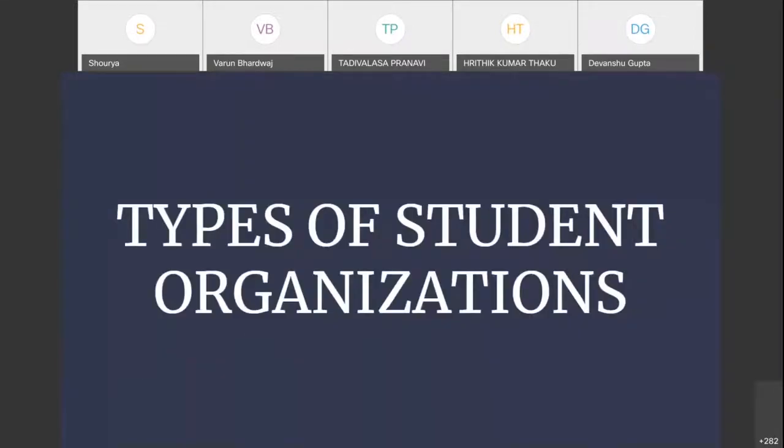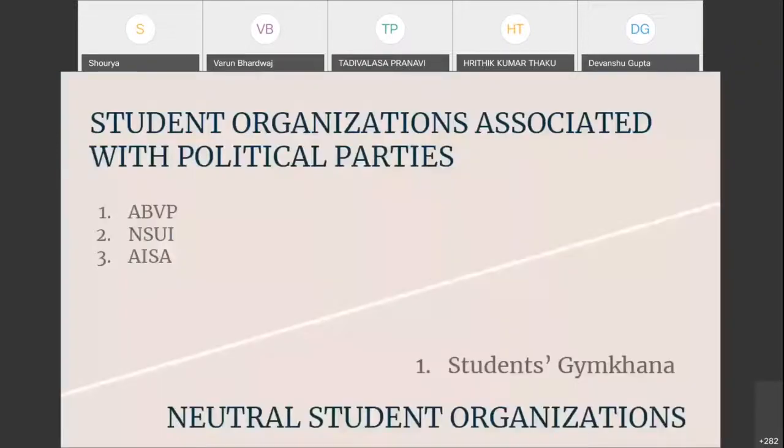Now let's segregate the student organizations. Student organizations can be roughly differentiated based upon political associations. We have organizations which are associated with political parties, like ABVP, NSUI, and AISA. And on the other hand, we have neutral student organizations, like the Student Gymkhana. So we will discuss them.